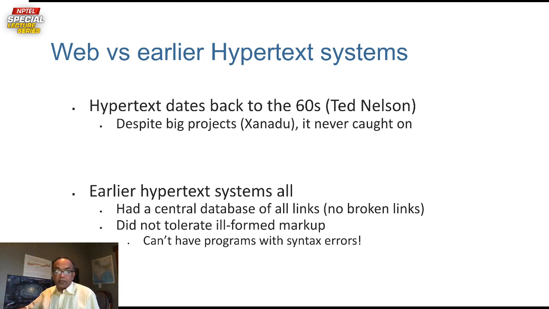Hypertext, the kind of thing where you click on a link and it goes to the next page, is not new. It dates back to the 1960s. In fact, there was a big project called Xanadu and so on. It never caught on. Earlier hypertext systems all had a central database of links because you needed to make sure that you didn't have broken links. I mean, that would be an awful thing, right?